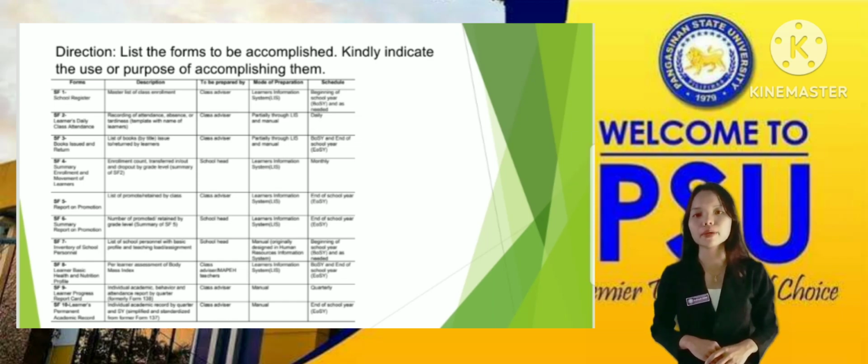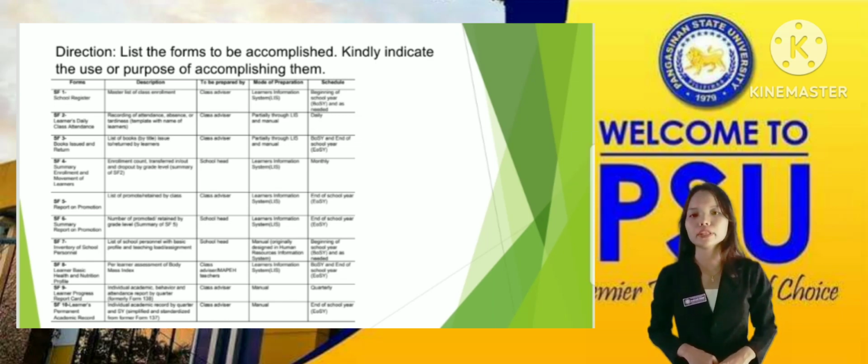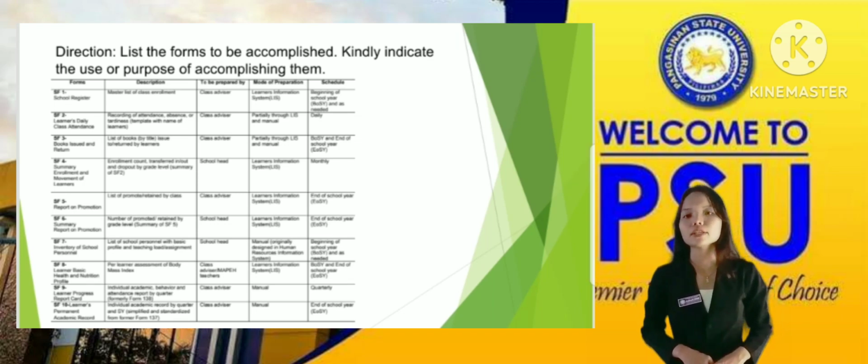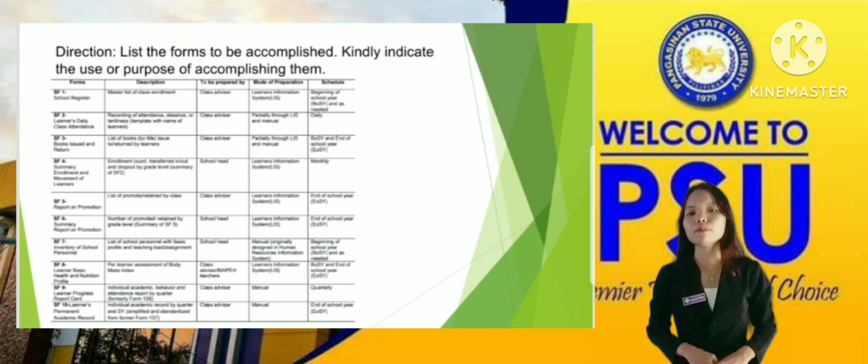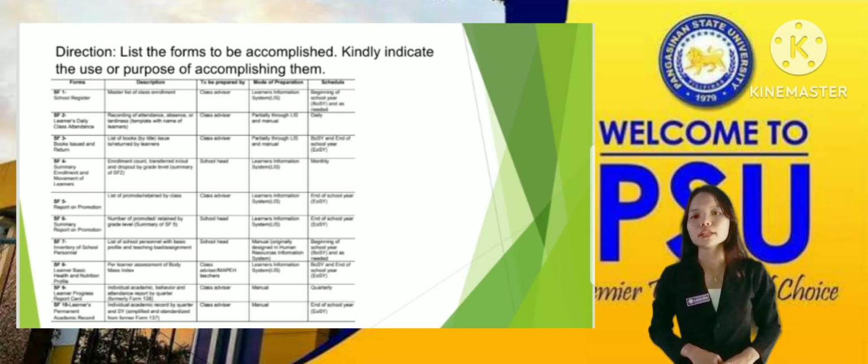Description: individual academic, behavior, and attendance report, quarterly, formerly Form 138, to be prepared by class advisor. Mode of preparation: manual. Schedule: quarterly. SF10 form, learners' permanent academic record. Description: individual academic record, simplified and standard, formerly Form 137, to be prepared by class advisor. Mode of preparation: manual. Schedule: end of school year, EOSY.